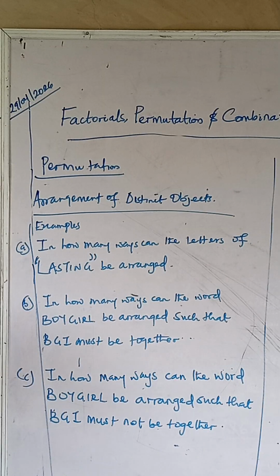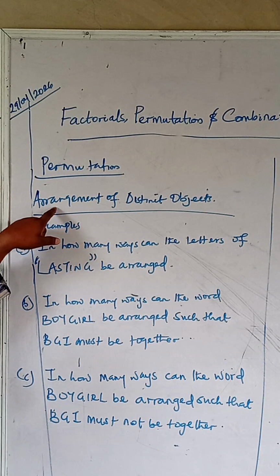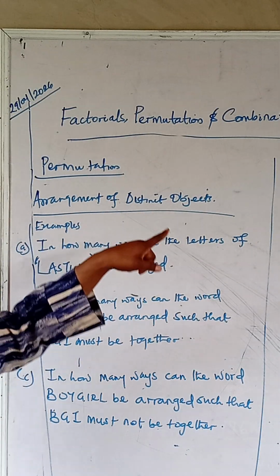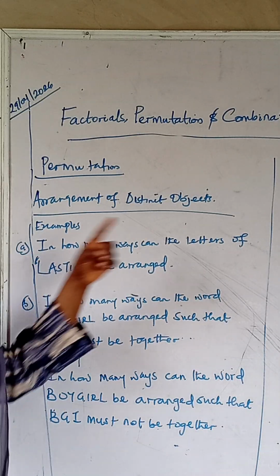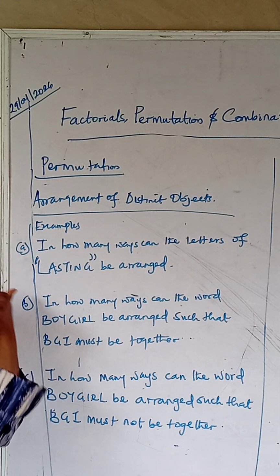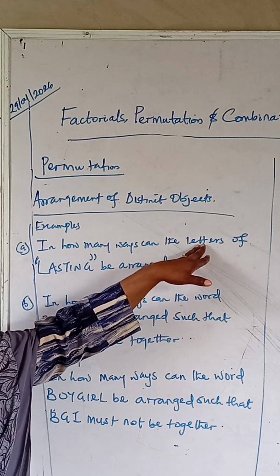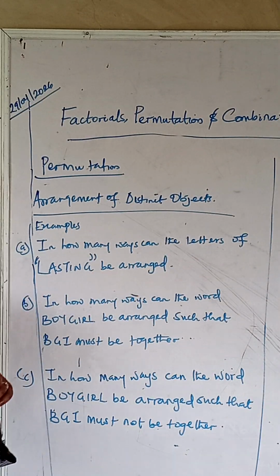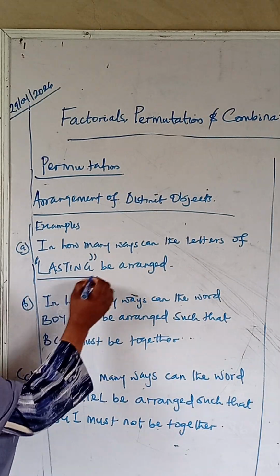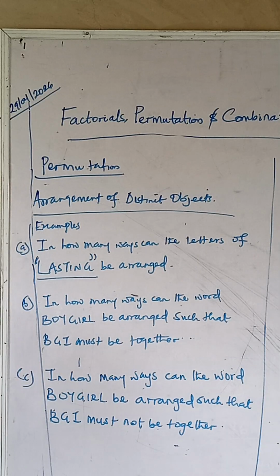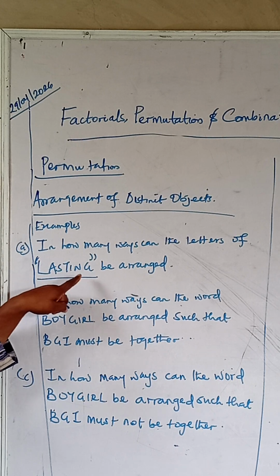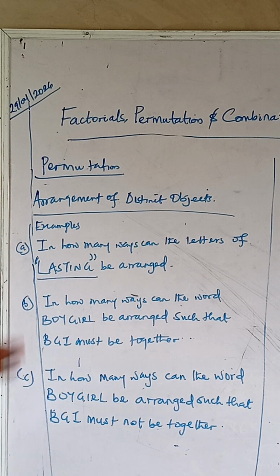Now, if you look at the subtopic, you will see that they say arrangement of distinct objects. So objects in the context of these first examples are representing letters. And you will see that in the letters we are considering for LAST THING, there are no repetitions of letters. We have single L, single A, single S, single T, and so on. So when you have distinct objects, this is how you are going to do it.